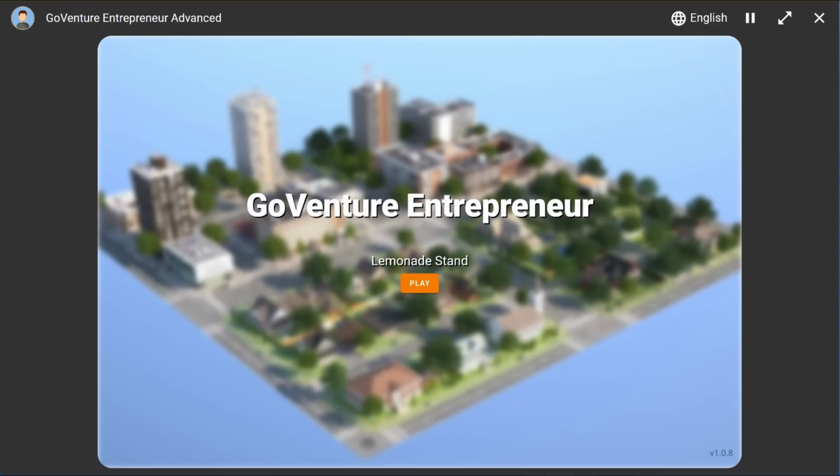Okay, so we're going to play a business simulation. It's called Go Venture Entrepreneur. And Go Venture Entrepreneur has 3 levels of business. We're going to start with a lemonade stand, very basic, very simple. Then we're going to move up to a kiosk or mobile cart style business, which is more comprehensive. And then we're going to move up to a super comprehensive, super realistic small business simulation.